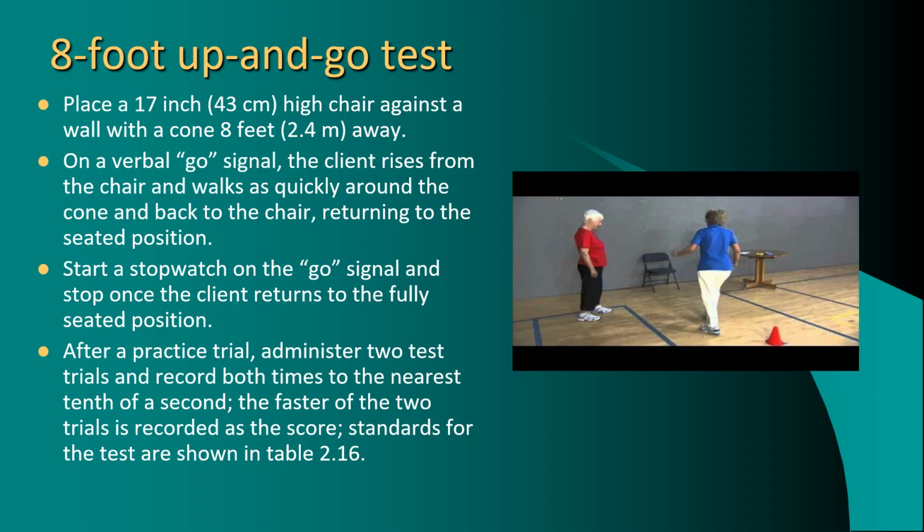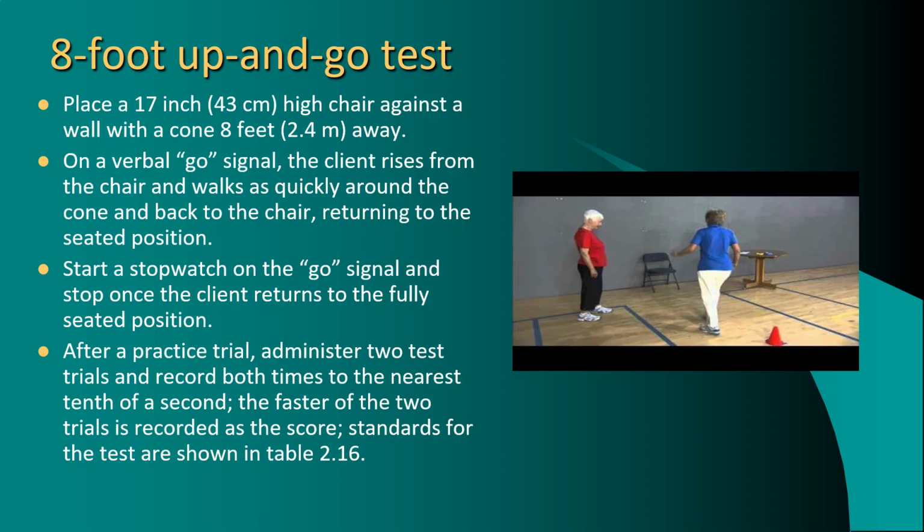So on a verbal go signal, the client has to get out of the chair and walk as quickly as possible around the cone and back to the chair, and then sit down. So you start the stopwatch on the go signal and stop once the client returns to fully seated. So see how quickly they get up and go. Some people just call it the get up and go test.